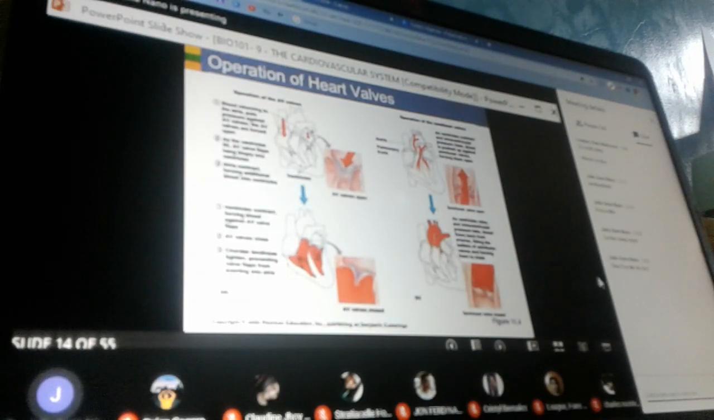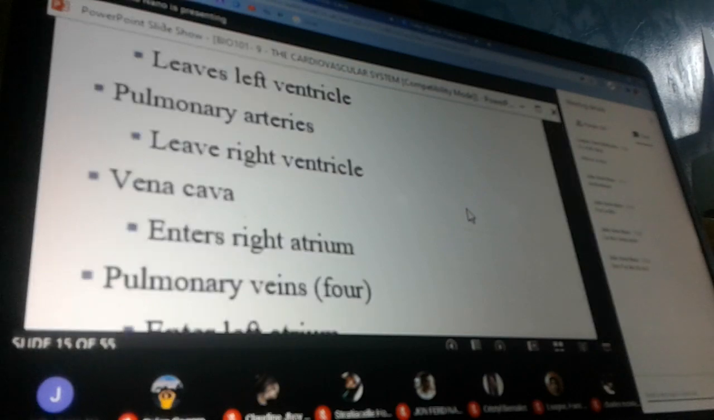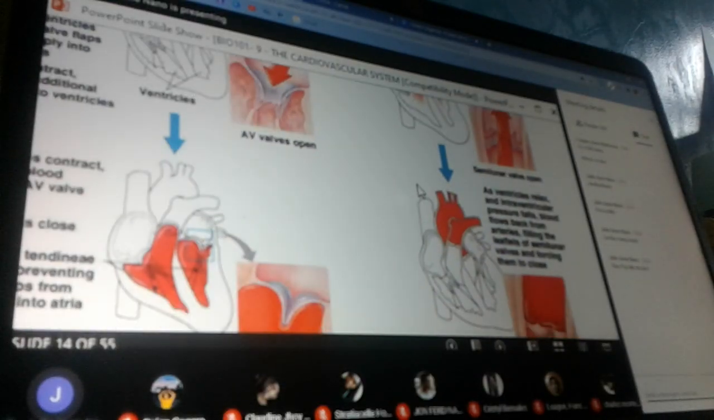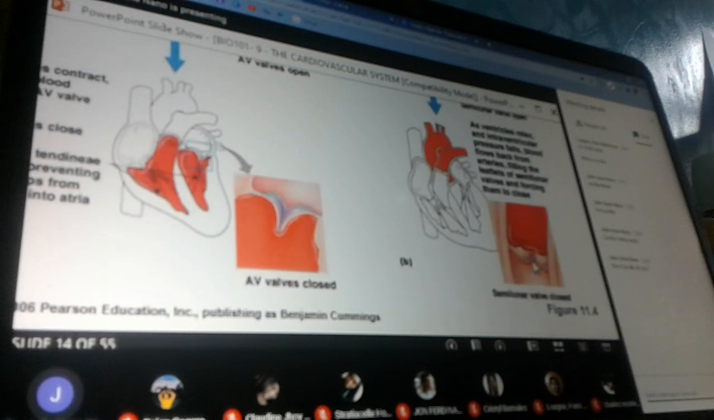So, similar lang sila ng mechanism. So, dapat naka-close lang talaga yung valves, class. Once na nasa labas na yung blood, dapat naka-close na yung ating mga valves, okay? Para itong blood na ito, hindi siya papasok balik sa ating mga chambers.